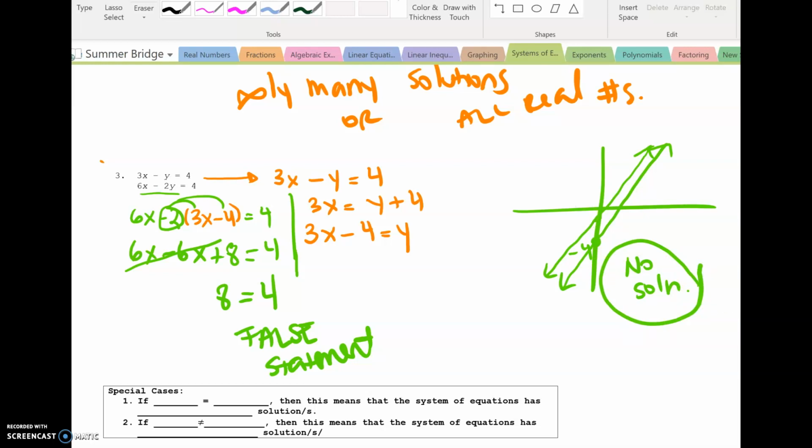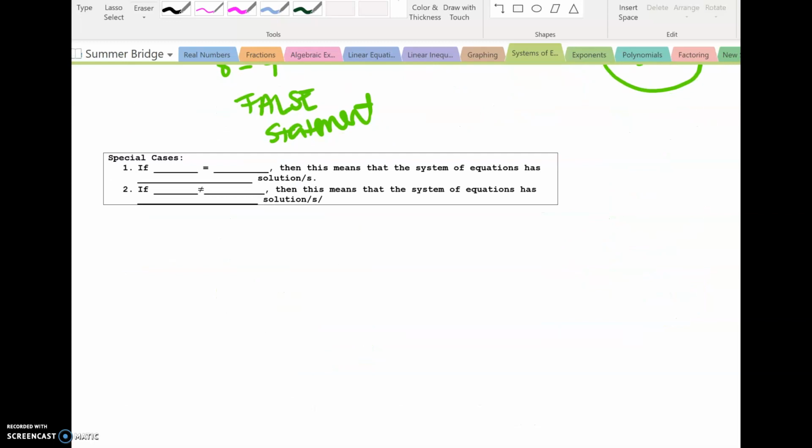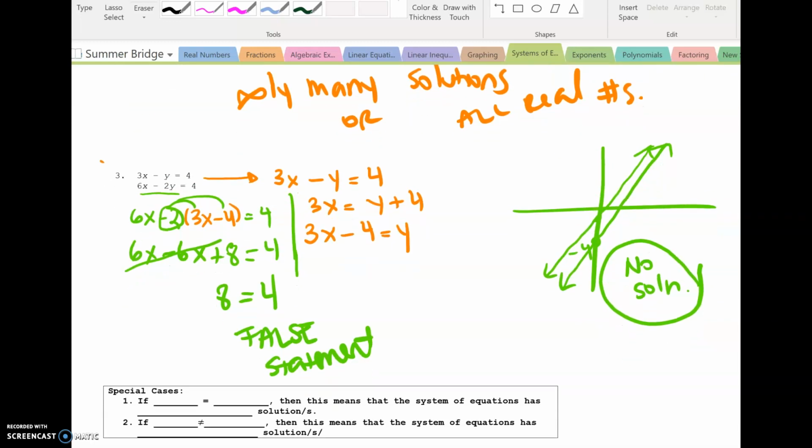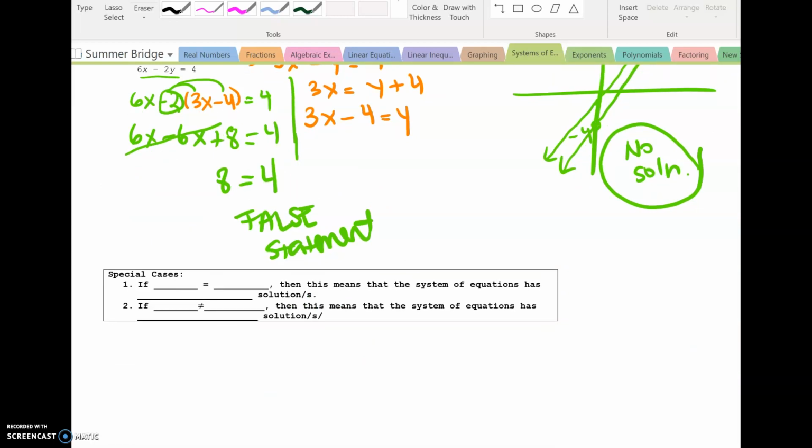All right, so let's fill out a quick little summary for all of these. Here are my cases. If two numbers equal each other, so if the two numbers are the same, then this means the system of equations has infinitely many solutions. Okay, if the two numbers do not equal each other, then this means to say that the system of equations has no solutions. Just like in example 3.